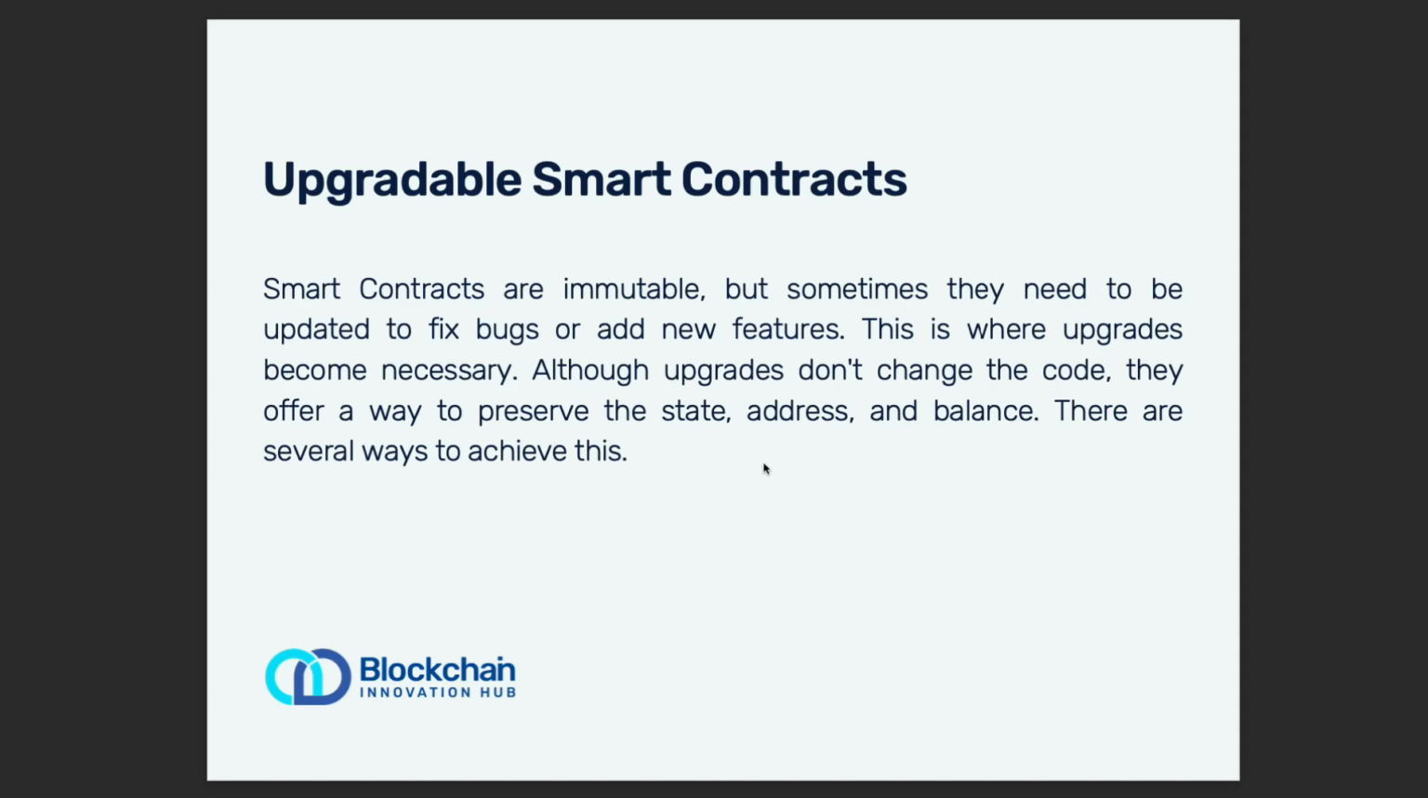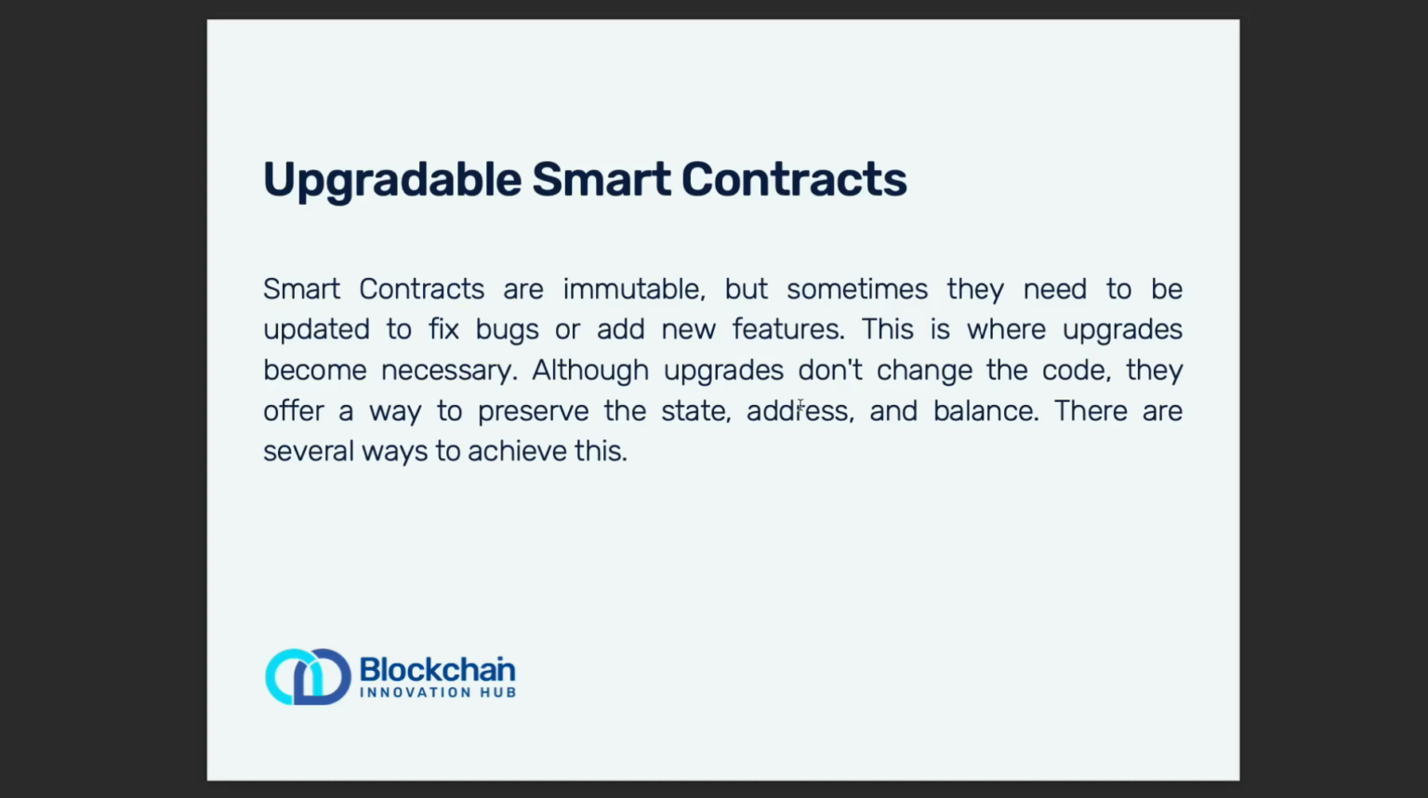Now, there are scenarios where you could push a bug alongside your code into your smart contract. If you push a bug alongside your code to a smart contract, how do you fix it? Since it's immutable, that's where upgradable smart contract comes in. Or if you want to add new features, how do you work on these new features and add it to your smart contract? This is where upgrade comes in.